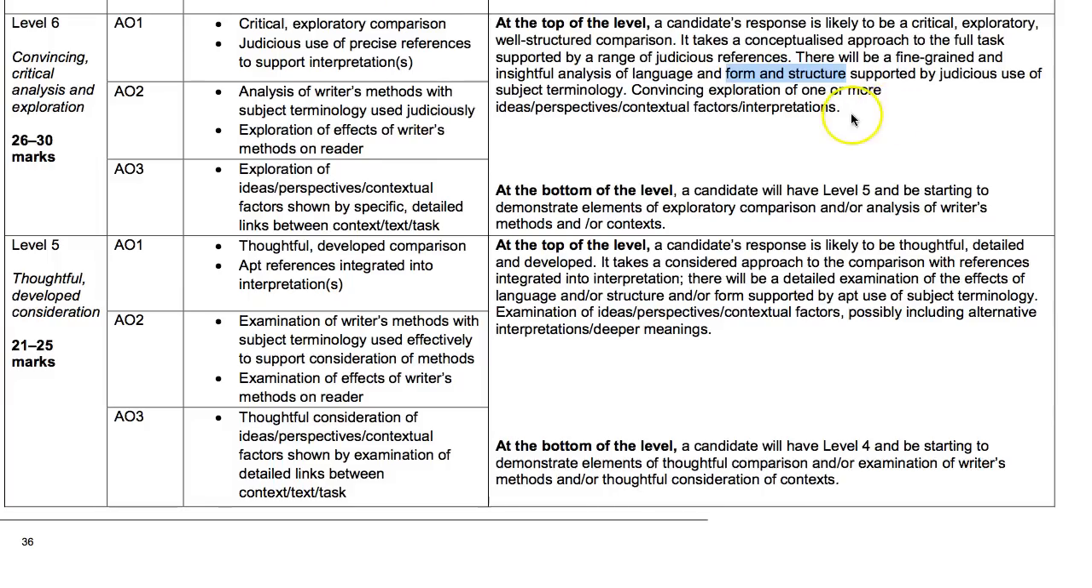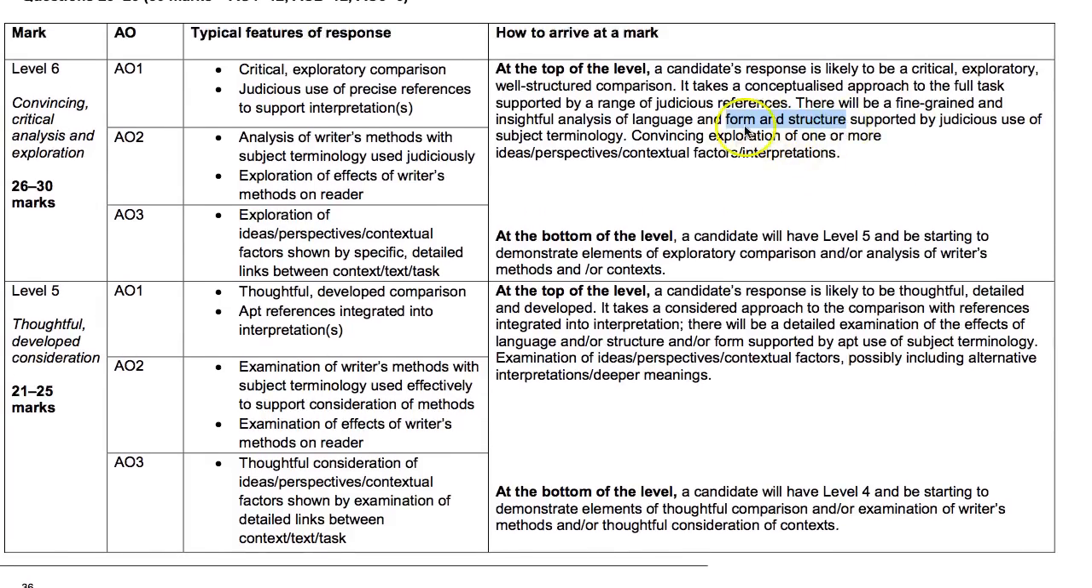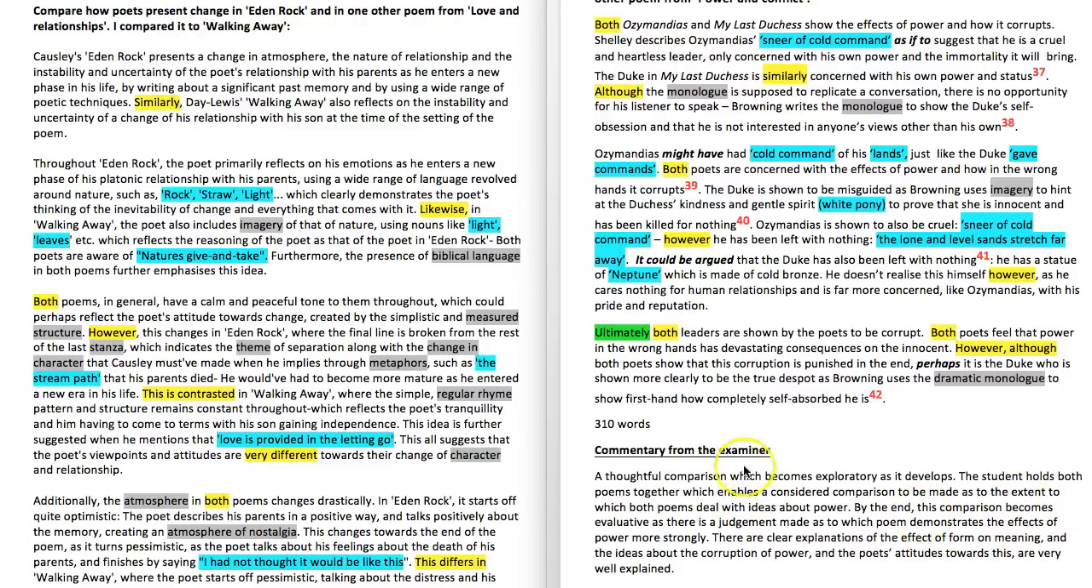Okay, the next thing the examiner wants is some kind of discussion about the form and structure of the poem. What they don't want is a separate paragraph at random that just bangs on about the structure of the poem. They want you to try and integrate that into your argument. So if we go back to the examiner's commentary again, we can see this comment. There are clear explanations of the effect of form on meaning.